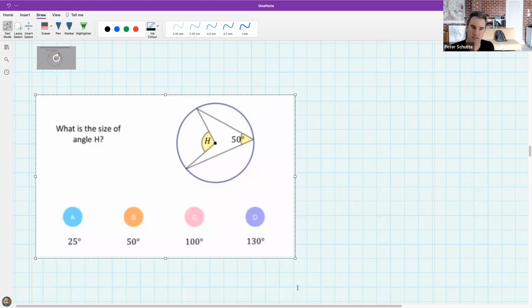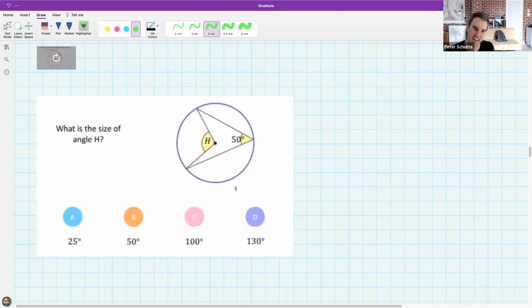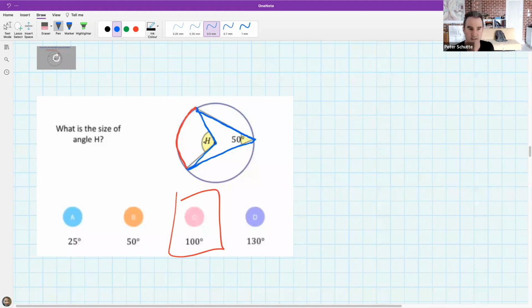So what's the size of angle H? All right. So everyone is happy that C is 100 because it's twice the size. And we can see the arc that is making the angle is there. And the angle at the center is bigger than the angle at the circumference. How much bigger? It's twice as big.